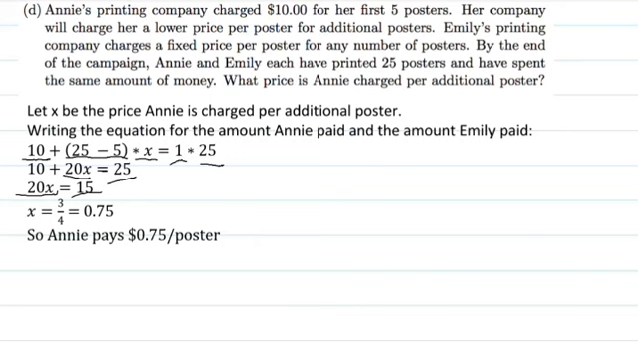Finally, let's divide both sides by 20. On the left-hand side, we're left with just x. And on the right-hand side, 15 divided by 20 is 3/4. Now, this is one of the rare times when we should use decimals in our answer because we're dealing with money. So we should instead write 3/4 as $0.75. And finally, Annie pays $0.75, or 75 cents, per additional poster that she printed.